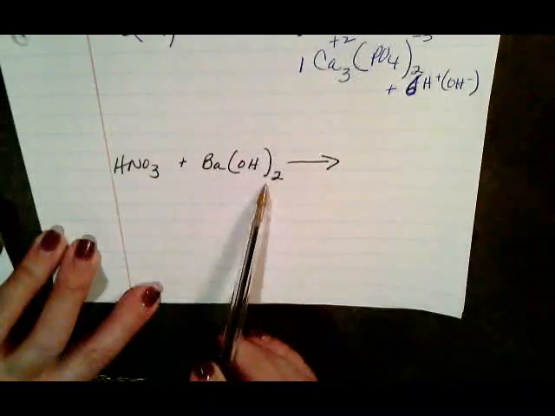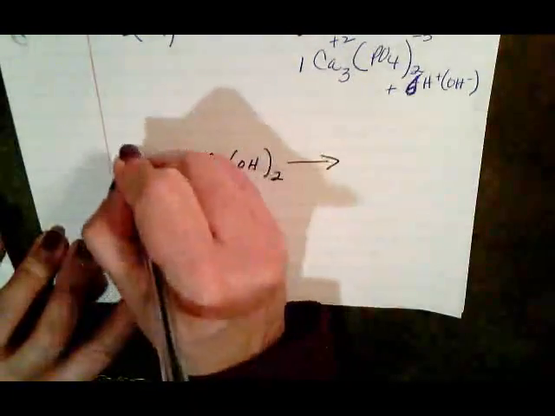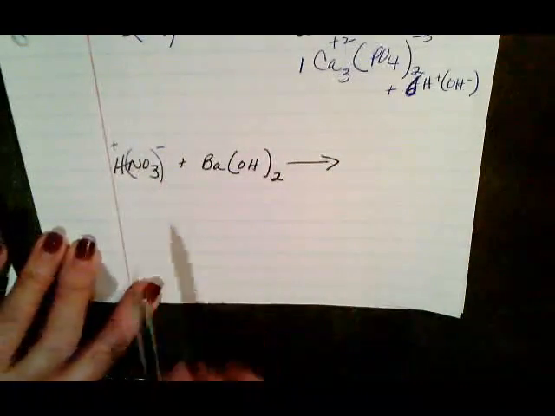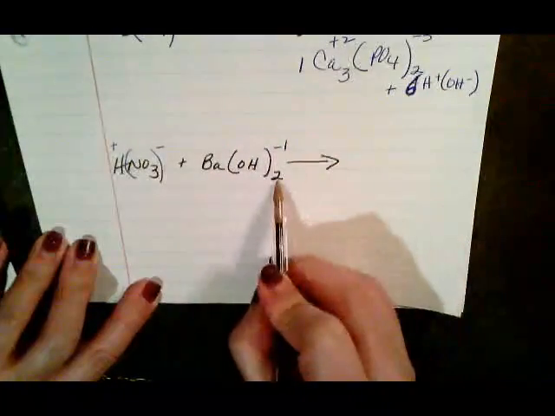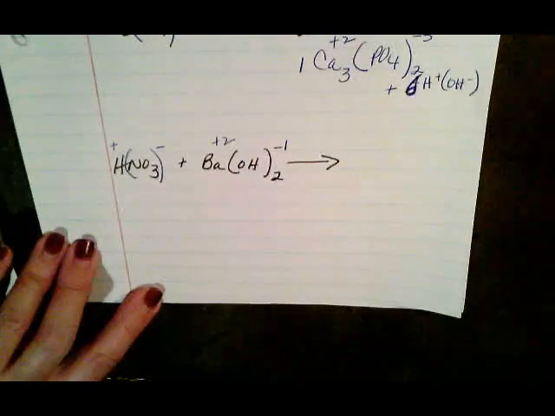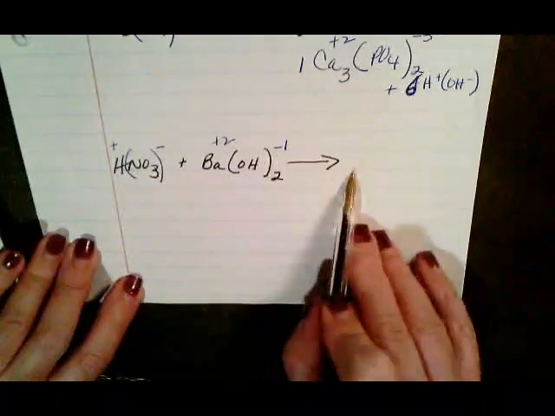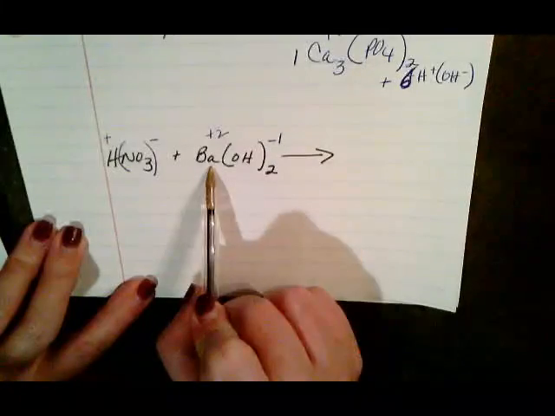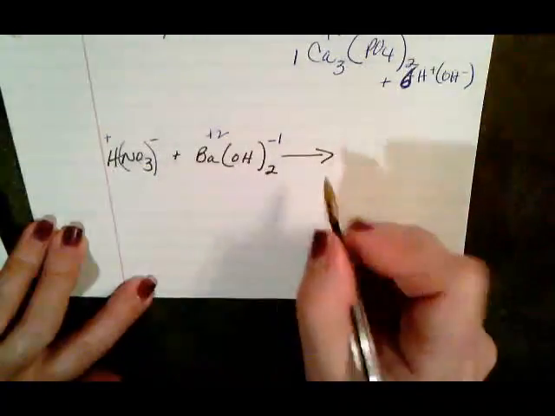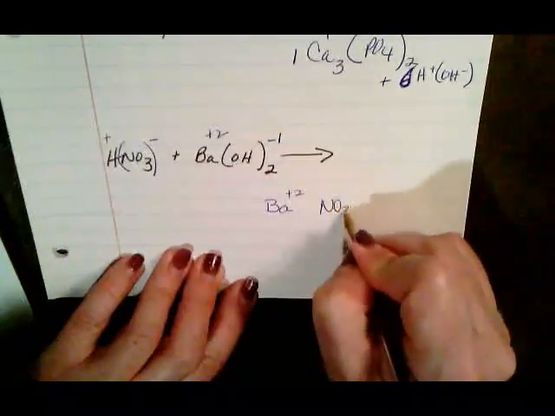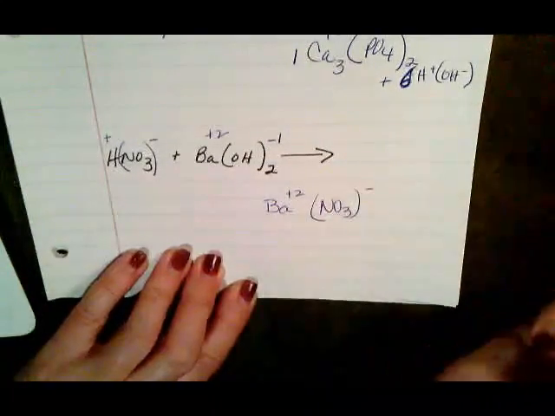Nitric acid plus barium hydroxide. Step 1, put in the charges. This is a +1, -1. This is a -1, +2. Barium has no other choice. Okay, double replace. Acid plus the base is a salt plus water. So we have barium going with the nitrate. So Ba +2 and the NO3 -1.